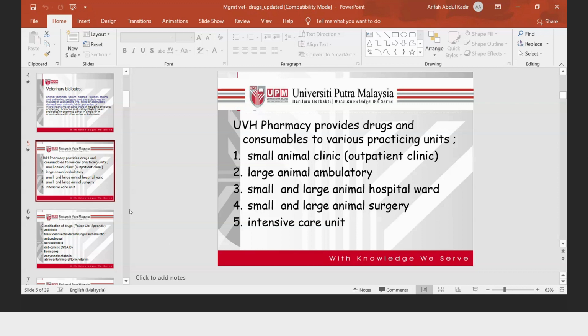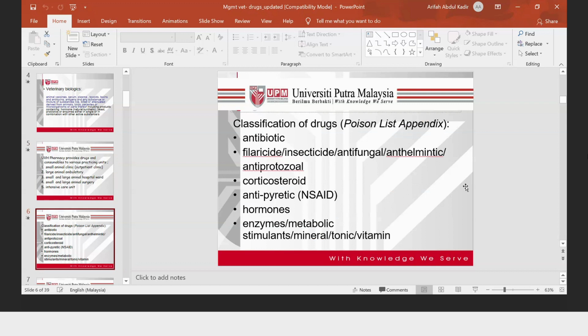Okay, right. So the classification of drugs in the pharmacy, we classify them according to the poison list appendix. So this is found in the Poison Act, 1952. So classification is accordingly lah. Like antibiotic, they're classified in one category. Filaricide, insecticide, antifungal, anti-entomotic in one category. Antiprotozoal, corticosteroid, antipyretic. So mainly antipyretic are the NSAIDs. NSAID refers to non-steroidal anti-inflammatory drug.